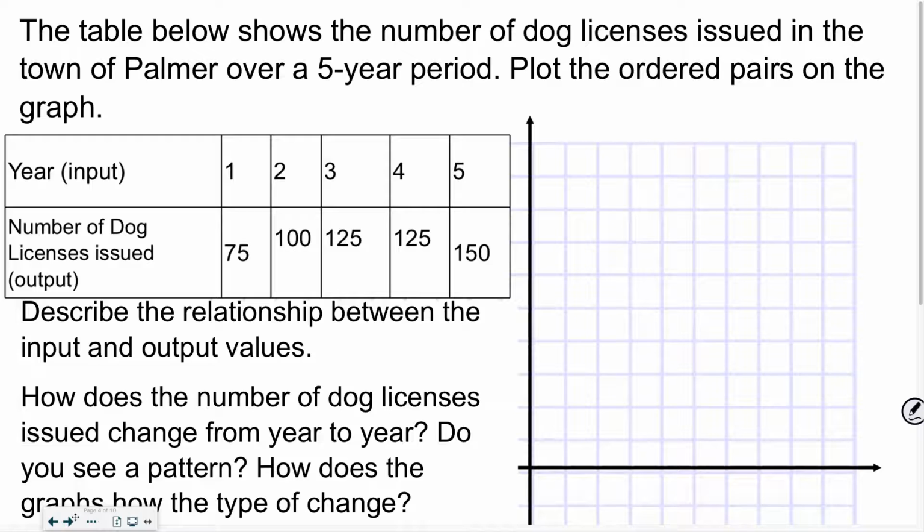Plot down the information. What information specifically? What information would you plot? The number of dog licenses and also what else? The year. What do you know about 1 and 75 in terms of the graph? How can I put 1 and 75 on that graph? Where would that go?